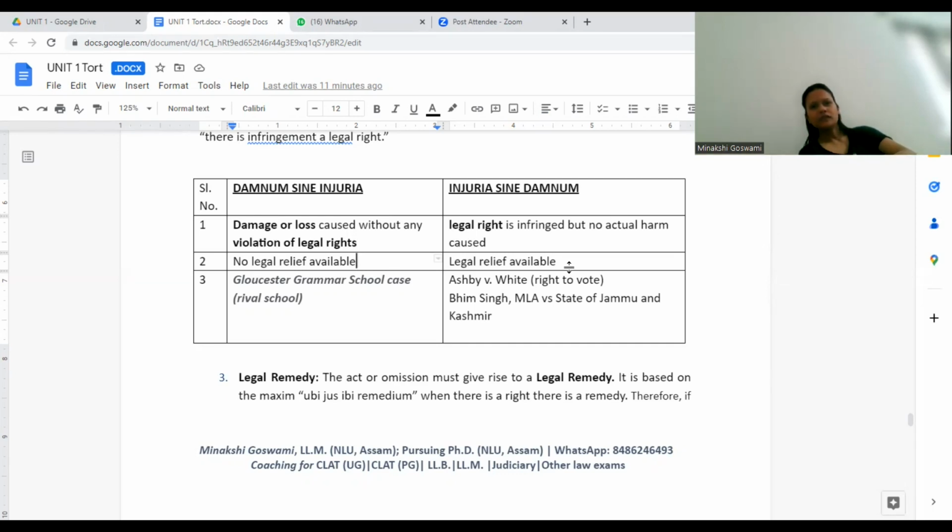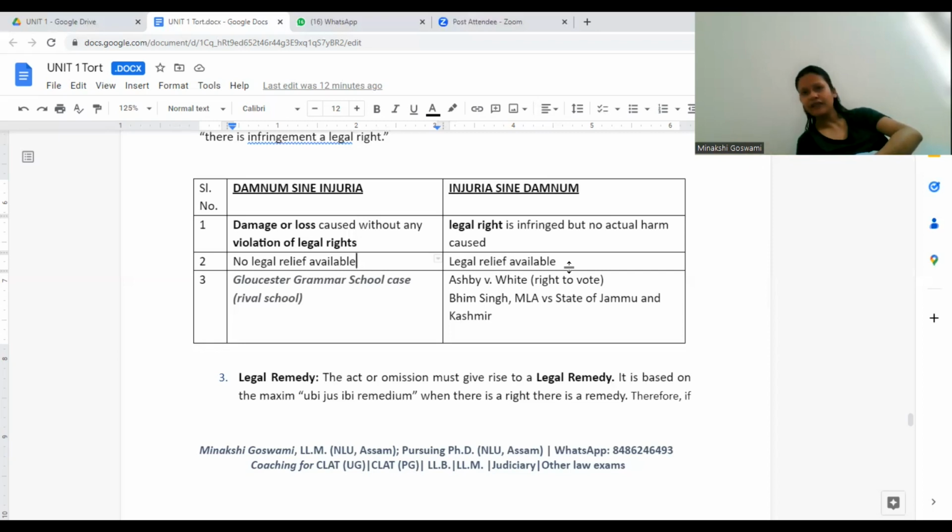Okay. So these are the differences between these two concepts. You can simply read this part and you will be able to recall it. So damnum sine injuria is where damage or loss is caused without violation of a legal right. Because a legal right has not been violated, it is not actionable. You do not have a right to seek legal relief. You do not have a right to claim compensation or other reliefs from court. The case is Gloucester Grammar School case, which is also known as the rival school case. Injuria sine damno means infringement of a legal right is there, but no actual harm is caused.